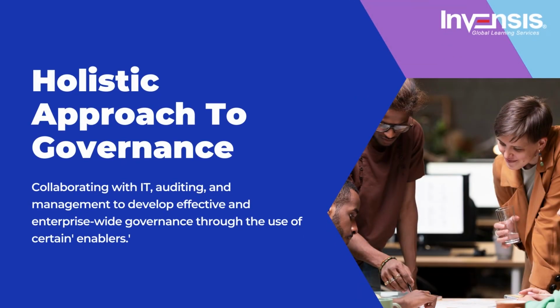Our next principle of COBIT5 is taking a holistic approach to governance. IT governing is more than simply the IT department. It must cover the entire organization, which COBIT does. Therefore, one of the guiding principles of COBIT is to approach governance comprehensively, collaborating with IT, auditing, and management to develop effective and enterprise-wide governance through the use of certain enablers.